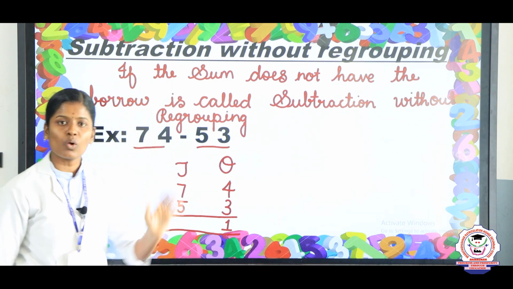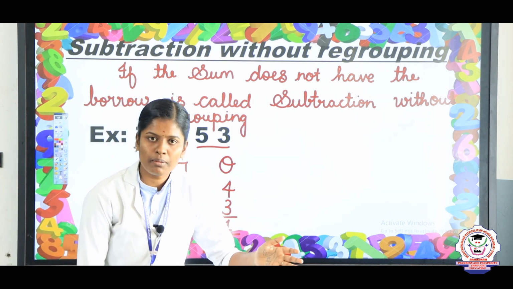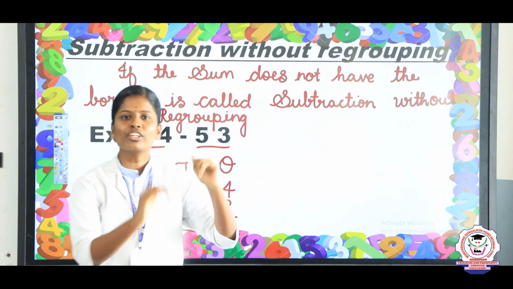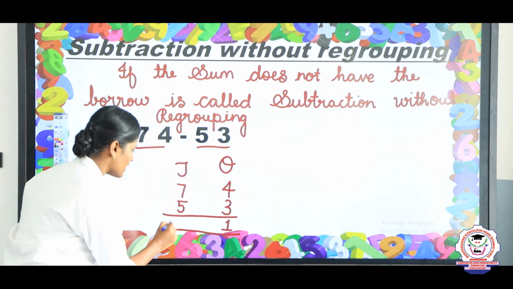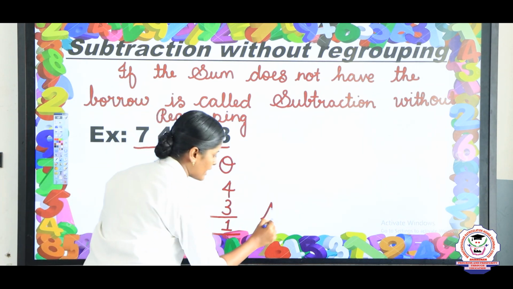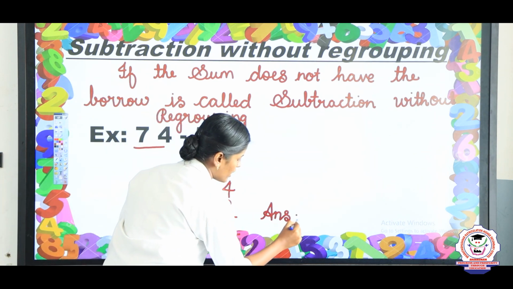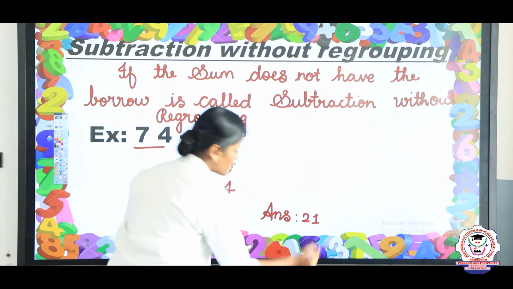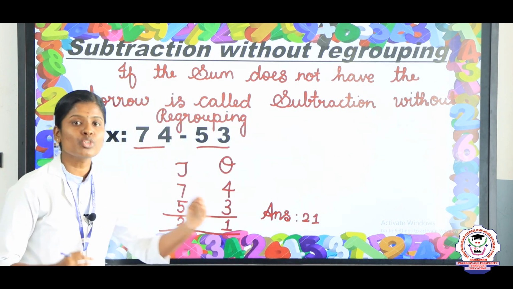Now tell me, what is the answer? 7 minus 5. Very good. 7 minus 5, the answer is 2. So here write the answer, 21. What is the answer? 21. So, we will see 2 more examples.